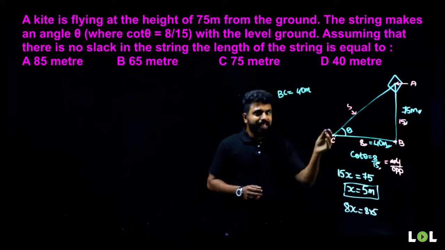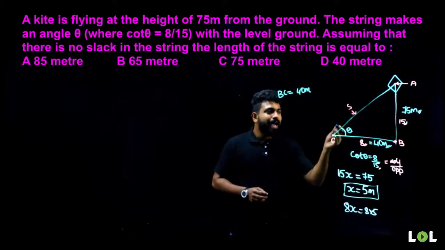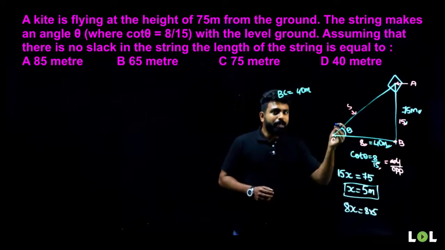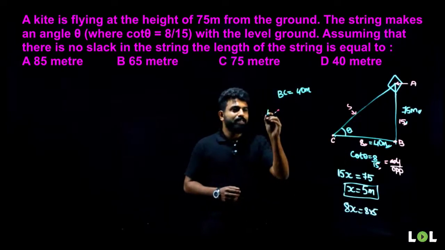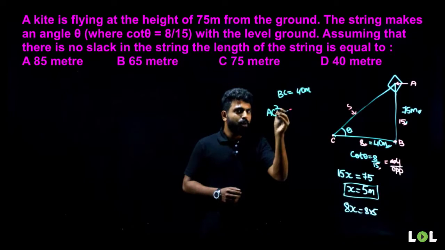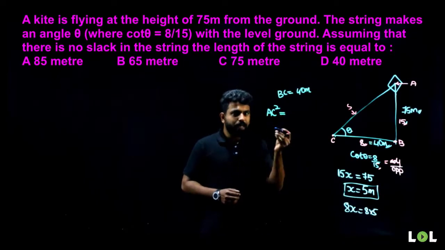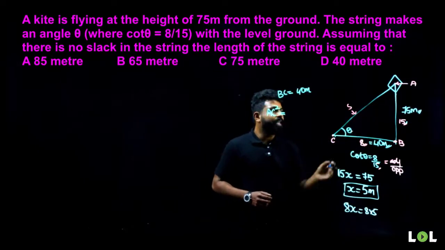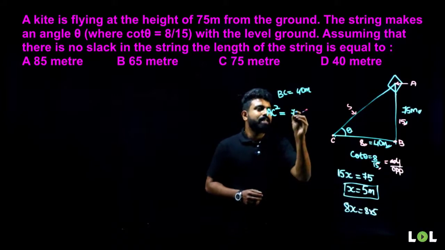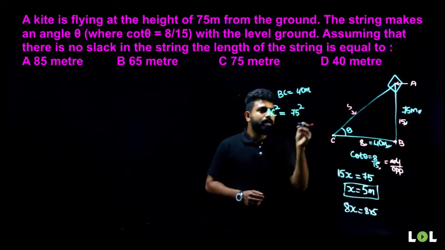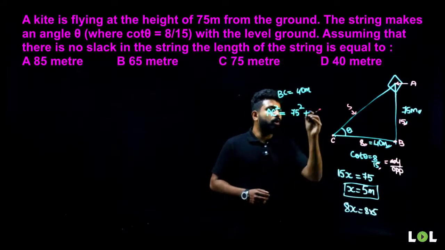Now they're asking us to find the value of AC. What is AC? We know that AC is the hypotenuse. Now we'll be using Pythagoras theorem here. According to Pythagoras theorem, what is hypotenuse square? Hypotenuse square will be equal to the sum of the other two squares, that is 75 square plus 40 square.